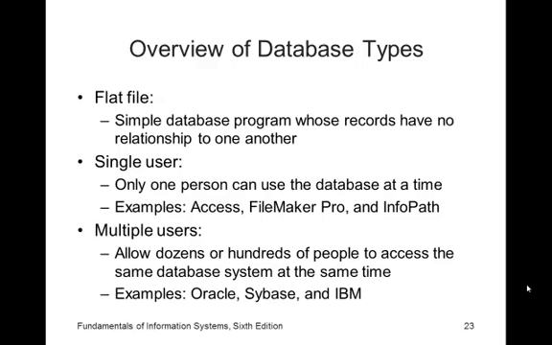On the other hand, a true database management system is generally not a flat file. There are multiple files with relationships, but they can come in the category where only a single user would use that system at a time, such as in the examples here, Access, which we'll be working with, FileMaker Pro, and InfoPath. Then on the other hand, there are systems built by Oracle, Sybase, and IBM that allow dozens or hundreds of people to access the same database system at the same time.